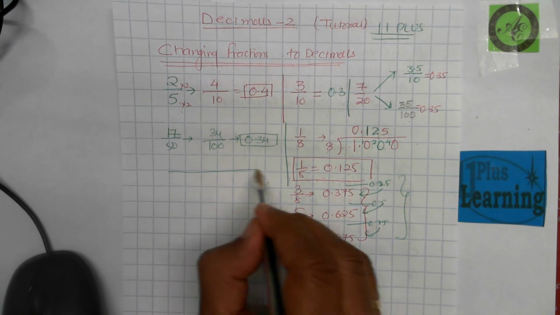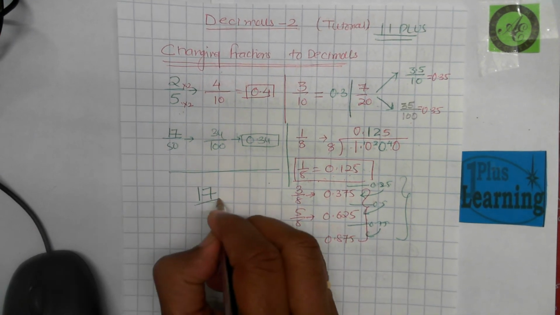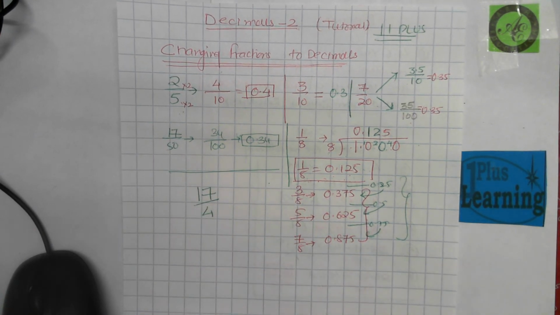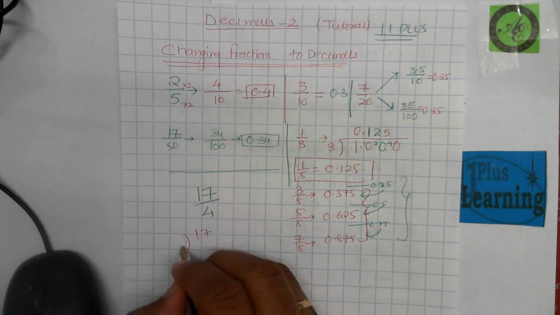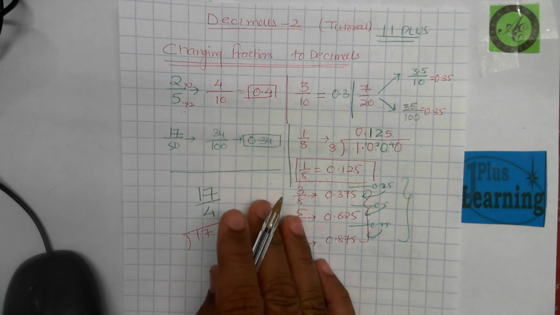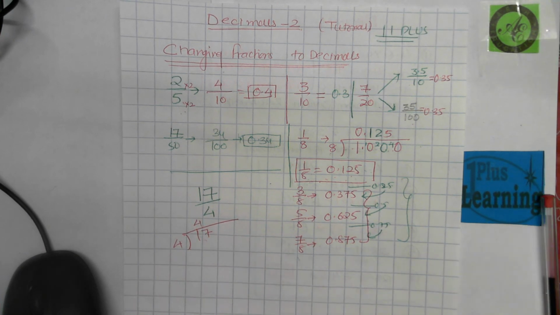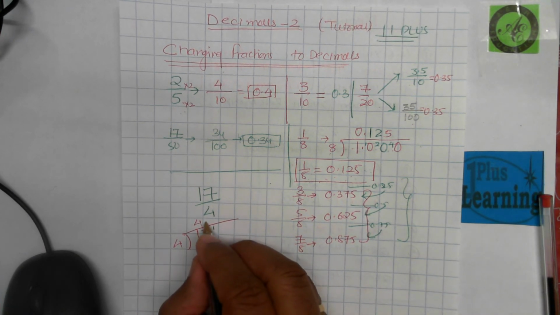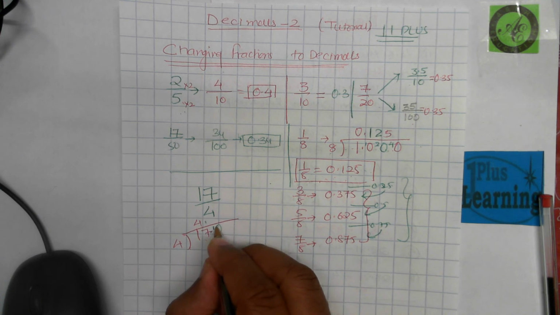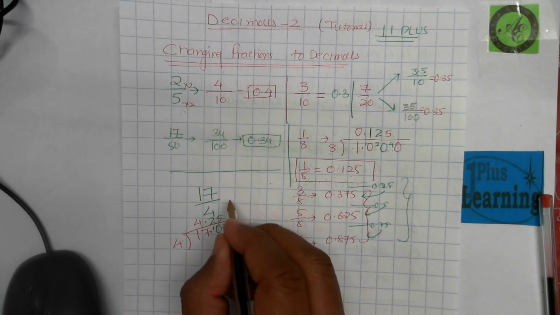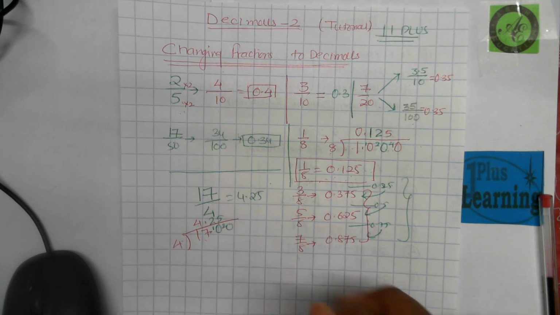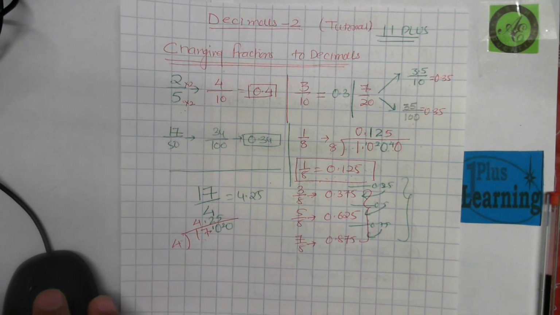And that's it. Sometimes you get mixed fractions or improper fractions that can be changed into decimals in the same way. 4 goes into 17 4 times and the remainder is 1, but that comes after the decimal. 4 goes into 10 twice and the remainder is 2, and 4 goes into 20 5 times. The answer is 4.25.